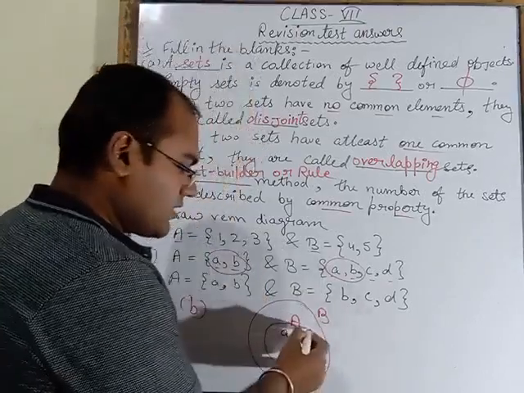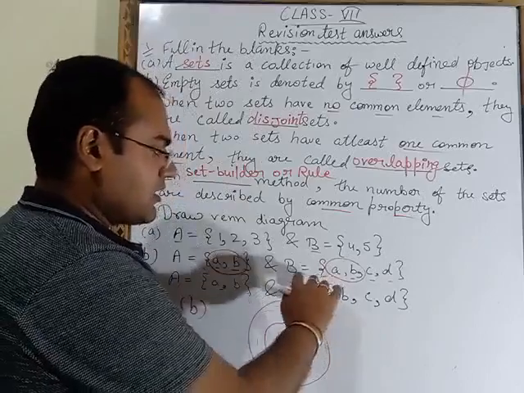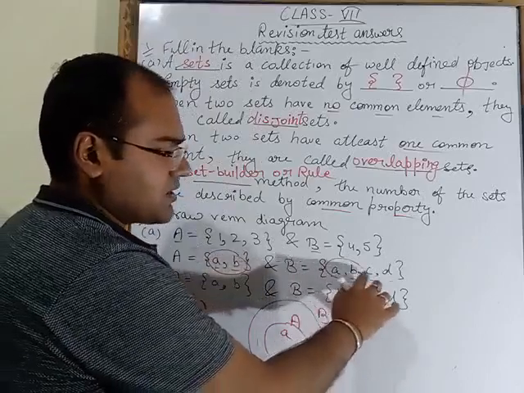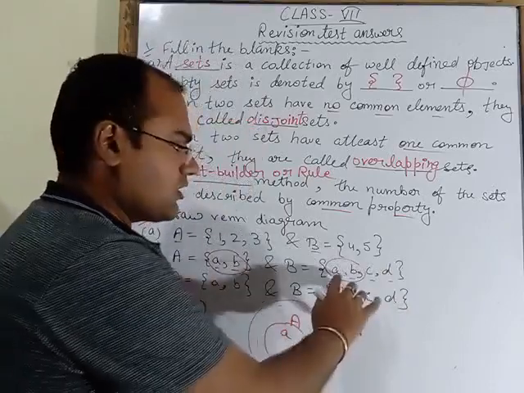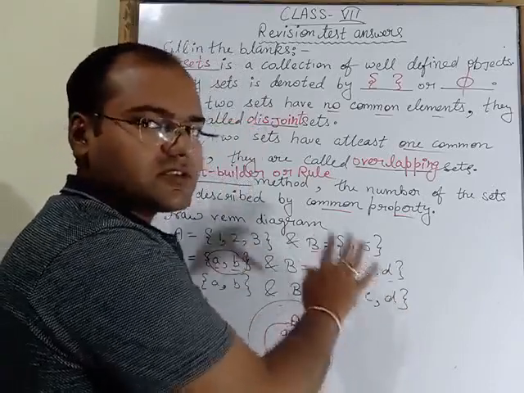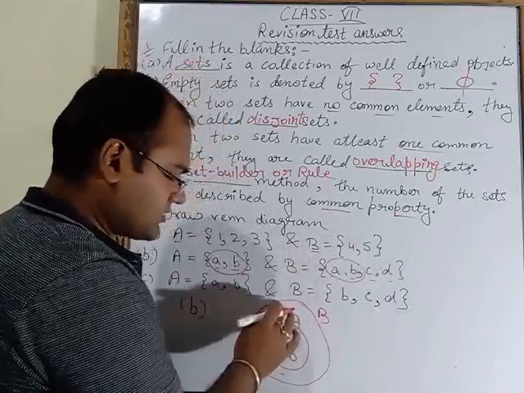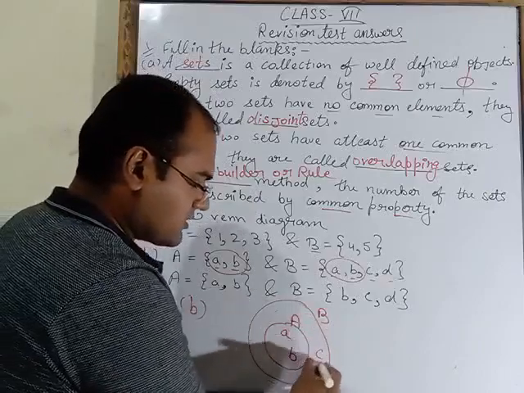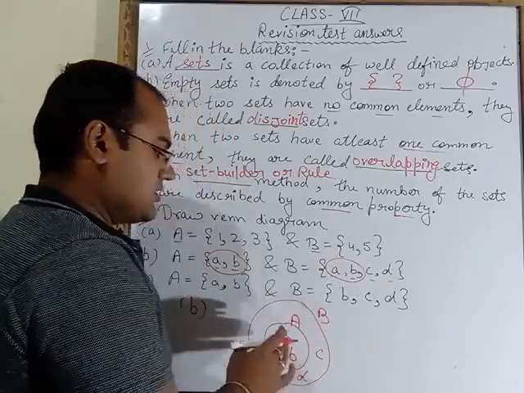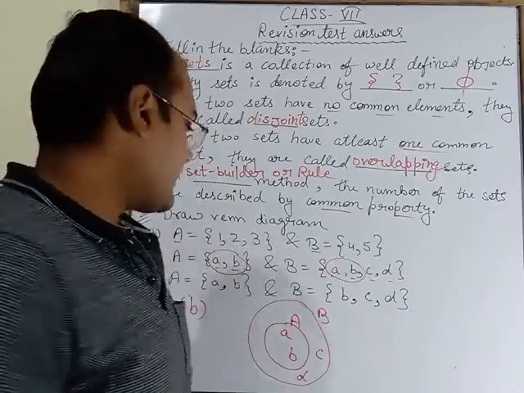Now in this part we have to fill the elements of B. In the B set a, b, c and d are there. So a and b we have already written, so no need to write these elements again. So what are the remaining elements? c and d are remaining. So outside the A circle we have to fill c and d. So this is the Venn diagram for part number B. Now come to the next part, C part.